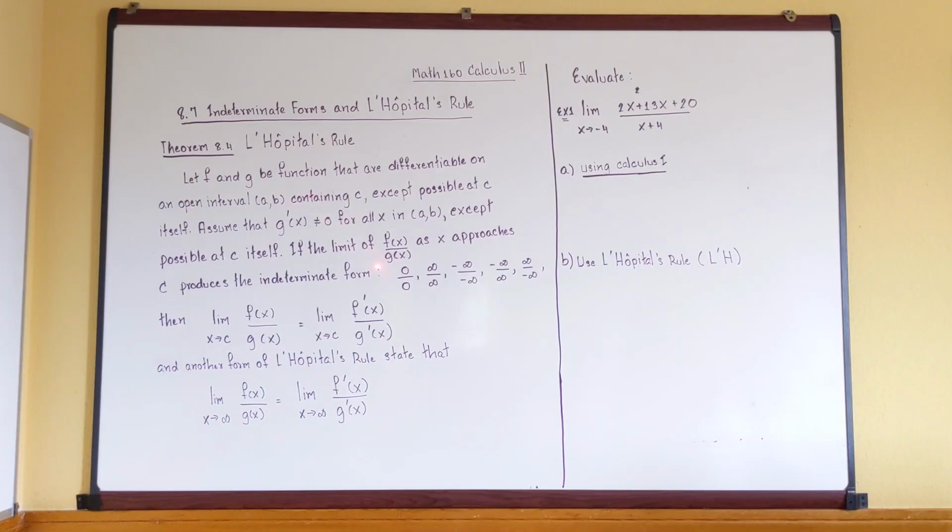However, make sure that it has to be in the form of 0 over 0 or infinity over infinity. Same thing if the limit is as x approaches infinity. If this condition is satisfied, you can take the derivative of the numerator separate from the denominator. Now let's look at an example.